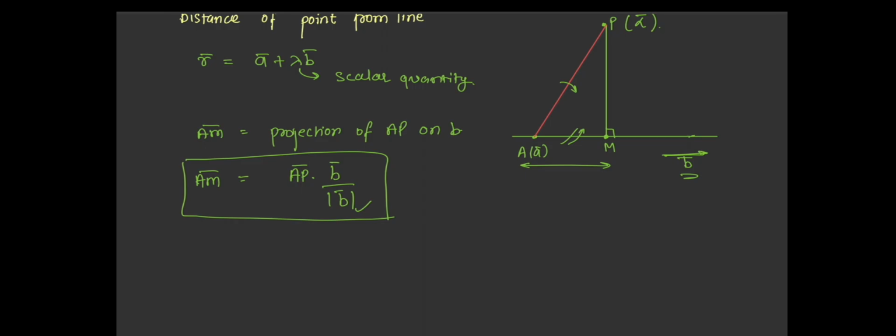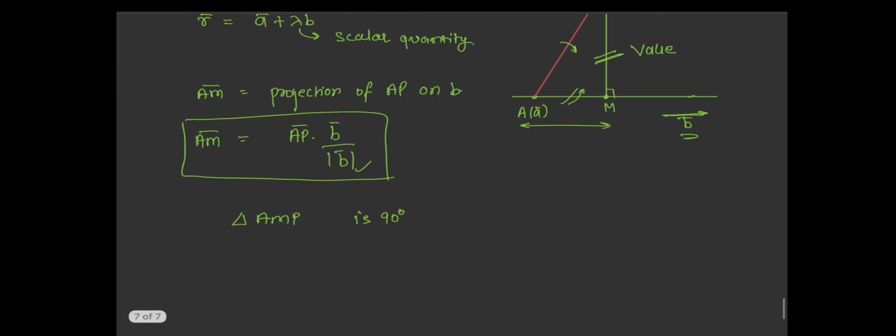We can see here that triangle AMP is a 90-degree triangle, and we need the value of PM. So how can we calculate the value of PM? By using Pythagoras, of course. So let's apply Pythagoras to this triangle. PM square is equal to the hypotenuse AP square minus the other side square, which is AM square. So now we need PM square, we know AP square, we know AM square.